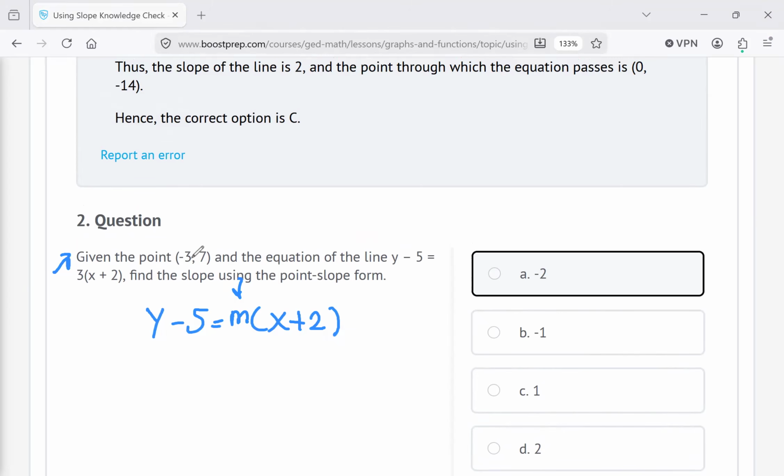Okay, so that's what I'm going to do. Negative 3 is your x, 7 is your y. So replace y with 7, so it's 7 minus 5. I don't know what m is, and I'm going to replace my x with negative 3. Negative 3 plus 2 is negative 1. 7 minus 5 is positive 2. Is that right?